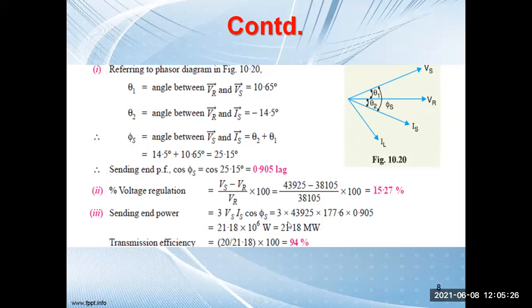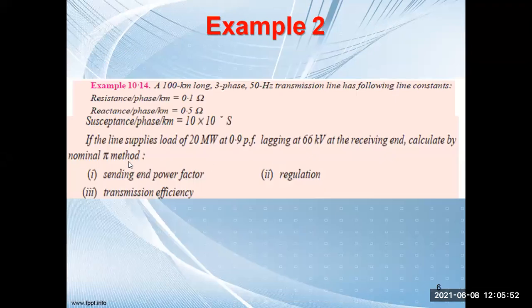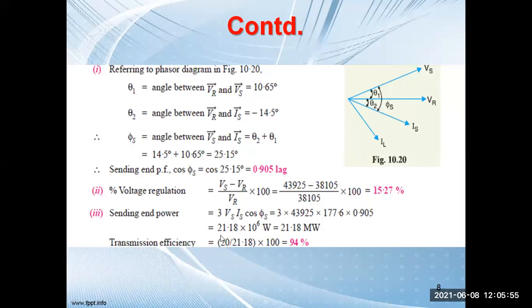Now the percentage voltage regulation will be (Vs minus VR) by VR into 100. Vs, VR, and all these things are known to you. You have to substitute that. Then sending end power, that is 3 into Vs into Is into cos φs. So you have to substitute all these values. Now the transmission efficiency: receiving end power is your 20 megawatt. So receiving end power by the sending end power into 100 is your transmission efficiency.